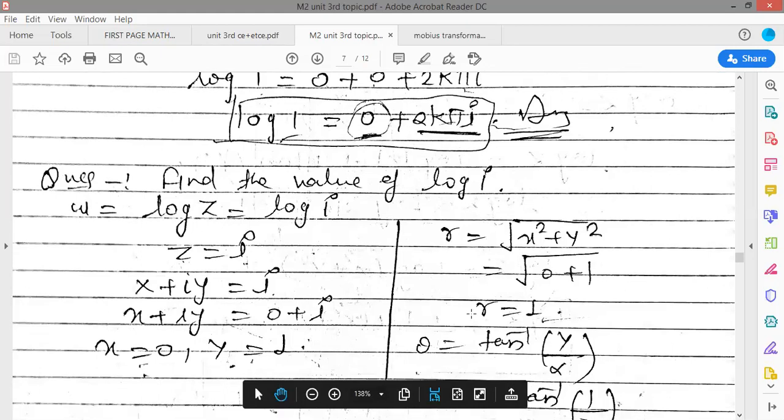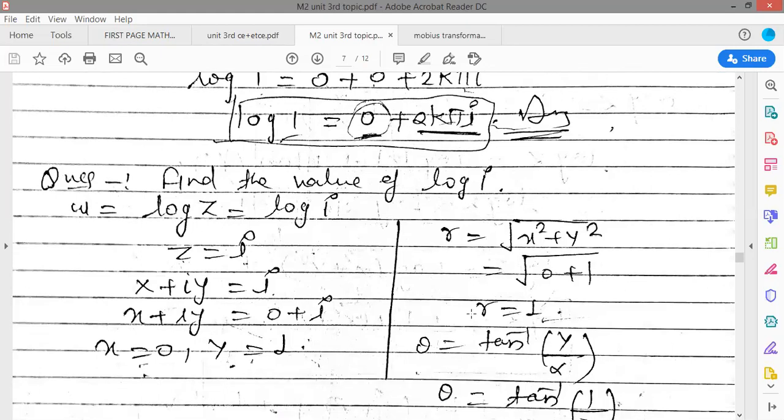This is your main part. If k is 0, then you will get your principal branch. This is a multivalued function. Now there is another example here. Find the value of log i.